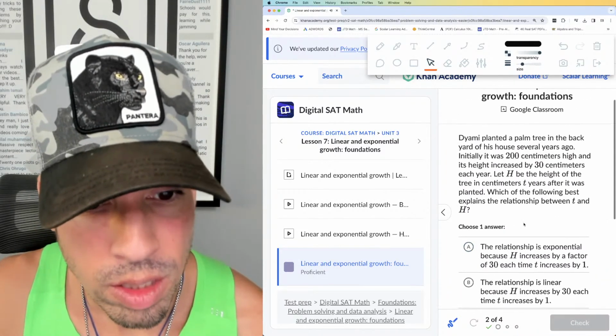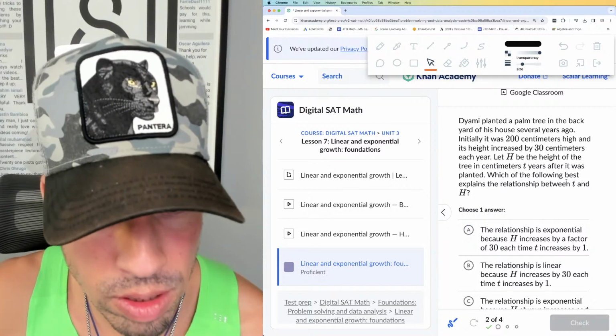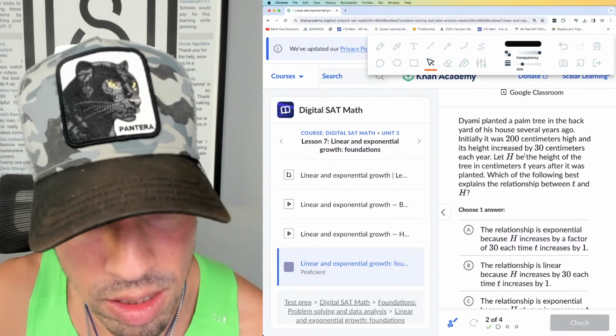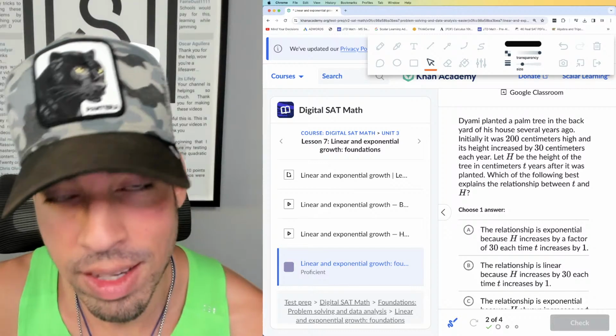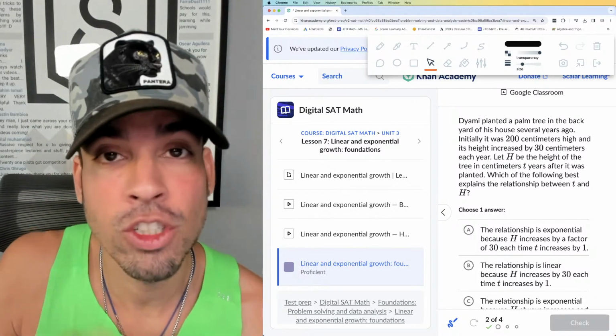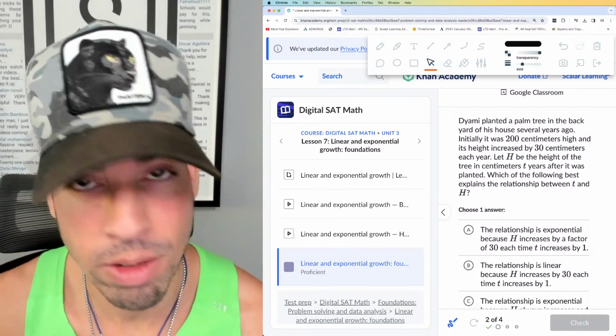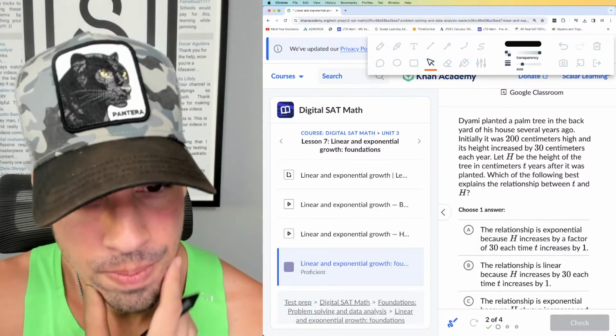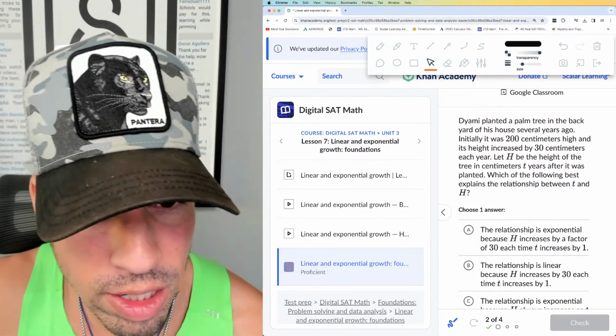Number 2. Diyama planted a palm tree in the backyard of his house several years ago. Initially, it was 200 centimeters high, and its height increased by 30 each year. Okay, again, I'm seeing each year it's increasing by 30. Linear. I already know it's linear increase. Which of the following best explains the relationship?